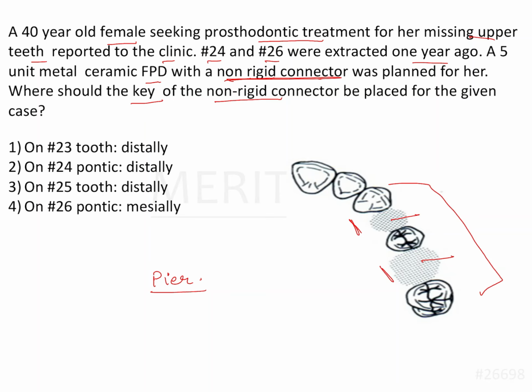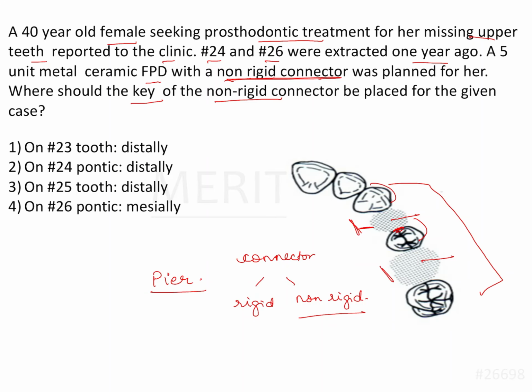So the three parts of an FPD are the pontic, which is going to replace the missing teeth, the retainer covering the abutment teeth, and the connector that is going to connect the pontic to the retainer. So the connector can be rigid or non-rigid. Rigid means it's cast or welded, and non-rigid means there is an attachment or a stress breaker kind of thing, like a keyway. Okay, so now what is a keyway?